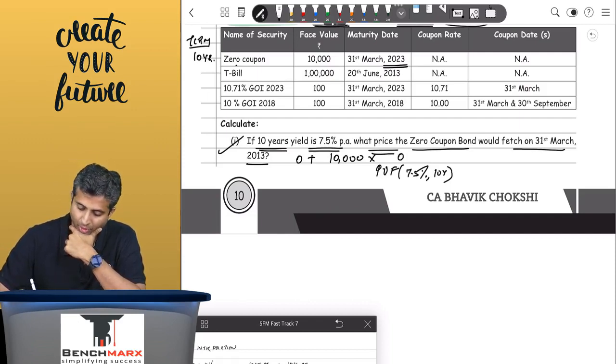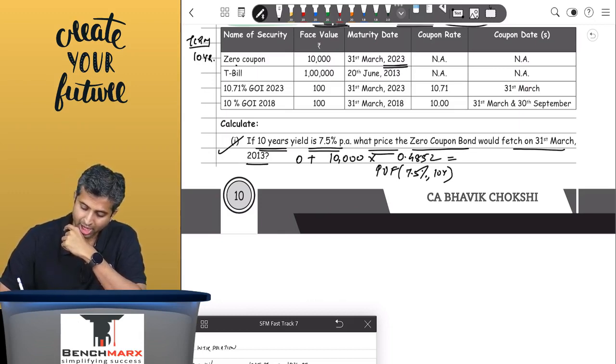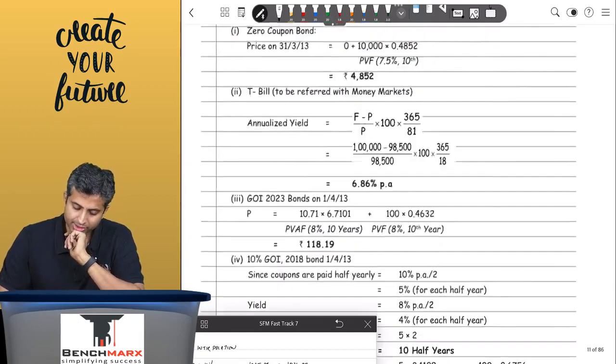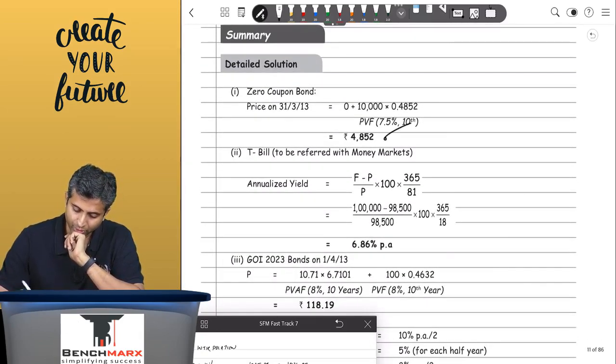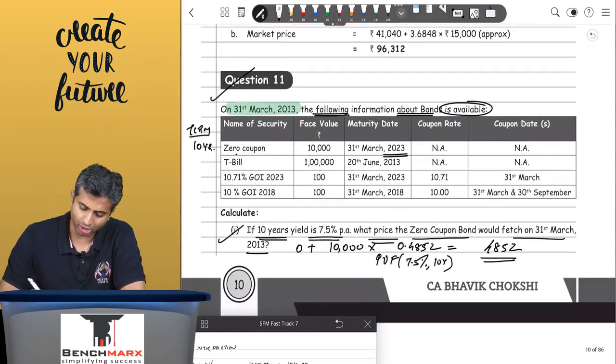I think this is 0.4852, and hence the price will be 4852, I guess. So over here, if you go to see 4852, perfect. Acha, the second part of this question is to be done along with money market.